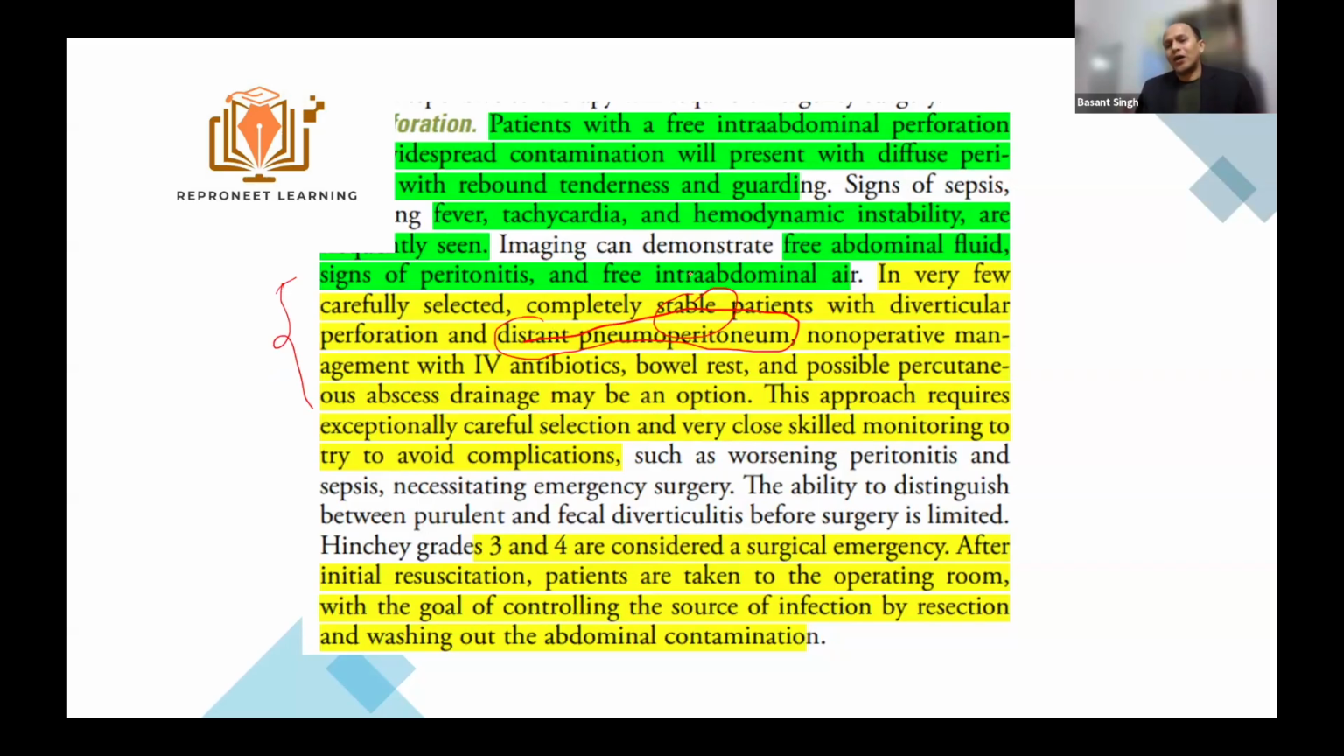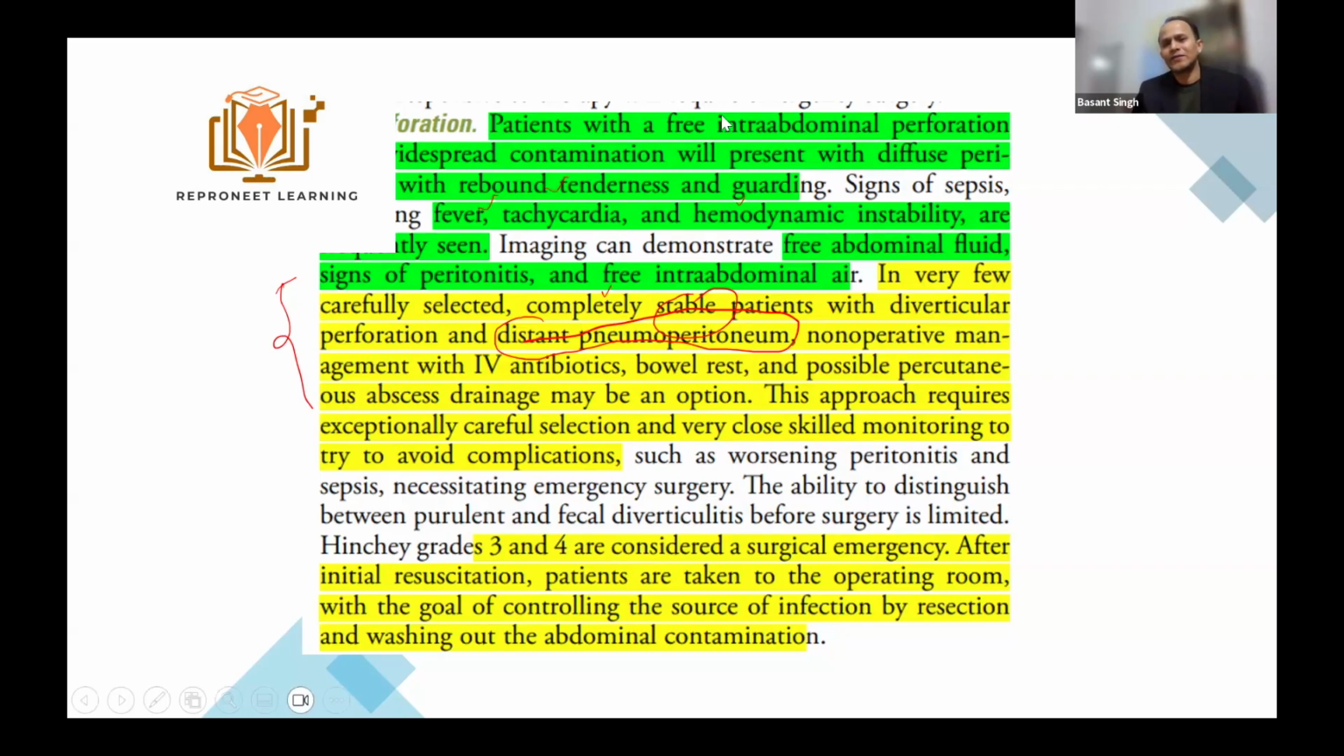So how do you see? Signs of sepsis include fever, tachycardia, hemodynamic instability. On imaging, you'll see free abdominal fluid, signs of peritonitis and free intra-abdominal air. This is where your controversy is. But you don't have to look at only free intra-abdominal air. You also have to look at free fluid and signs of peritonitis. This is the last that comes. So in carefully selected patients, even if you have free air, distant pneumoperitoneum, you can still give a trial of conservative management. Have you understood this?